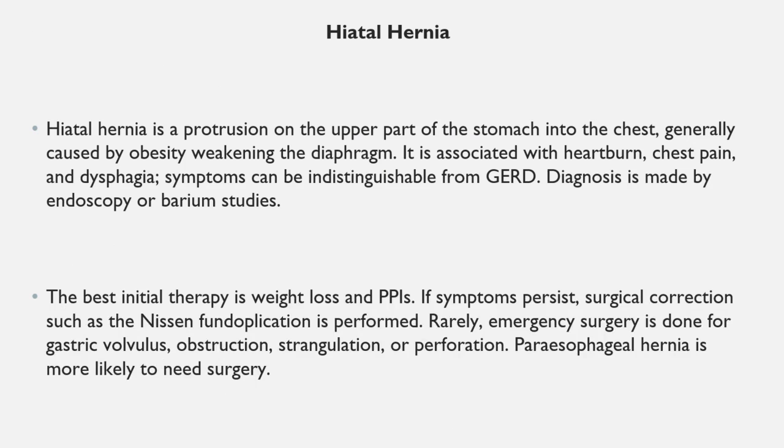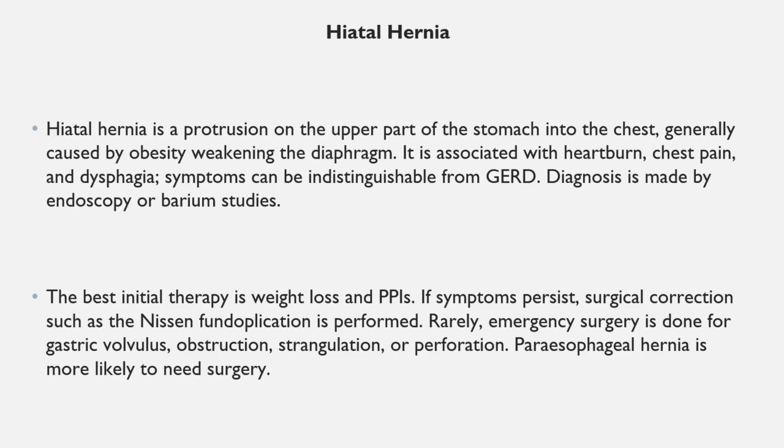Here on this slide, which is slide 6, we'll talk about hiatal hernia. This is basically protrusion of the upper part of the stomach into the chest, generally caused by obesity and weakening of the diaphragm. Frequently it is associated with heartburn, chest pain, and dysphagia. Symptoms can be indistinguishable from GERD.